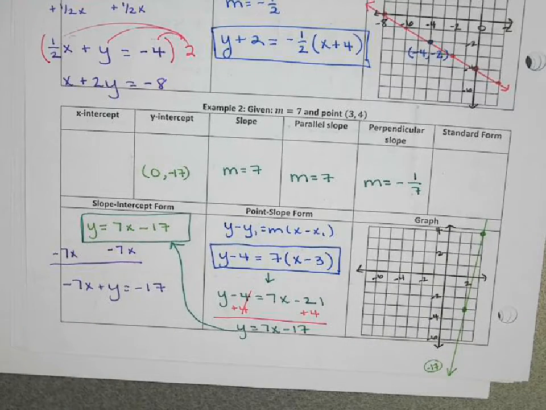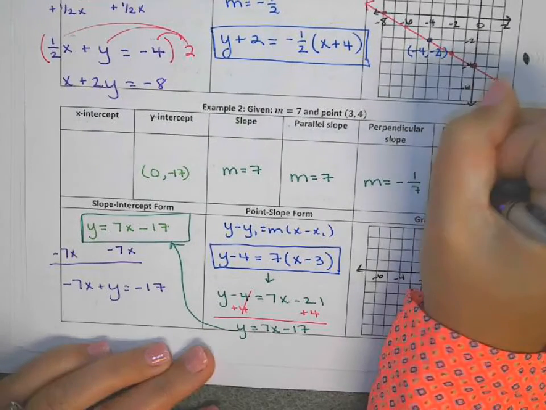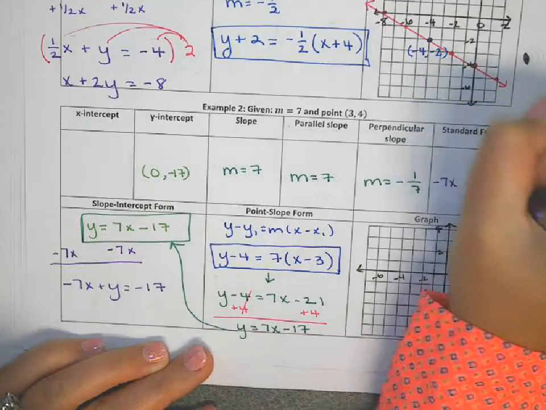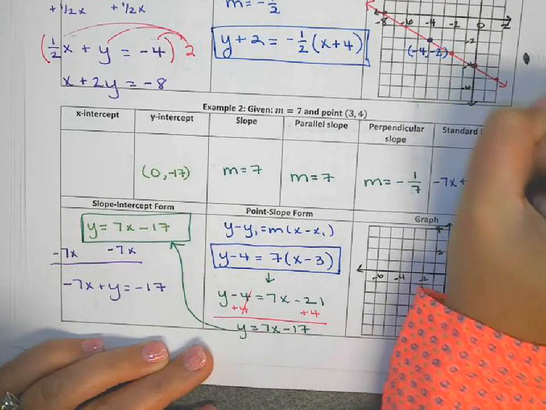What else do I need to do? Trick question. There is nothing else to do. Why is this one so much easier than the last one? Why is it already done? Go ahead. They're already integers. -7 is an integer, 1 is an integer, and -17 is an integer. We don't have to worry about multiplying by anything to deal with just integers. So that's our standard form: -7x plus y equals -17.